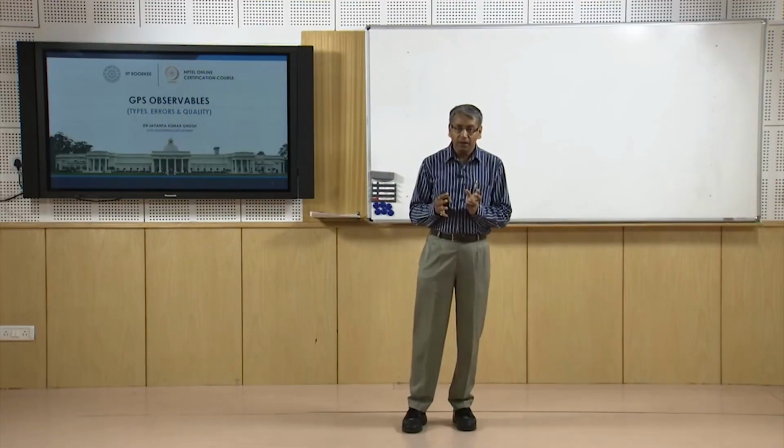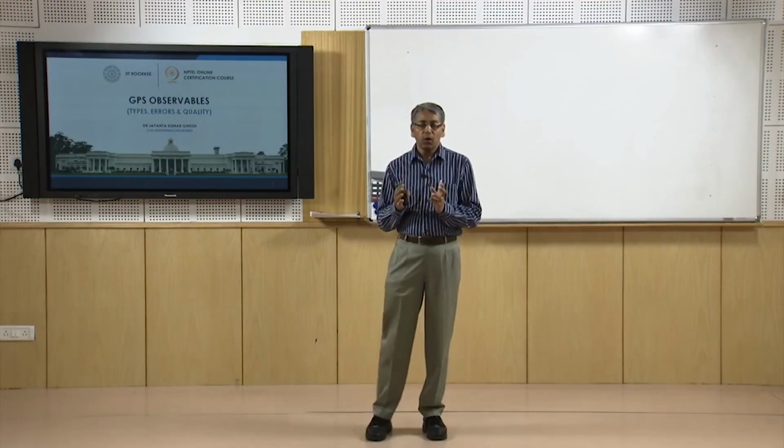Welcome friends, this is the 9th class on GPS surveying. Today I am going to discuss GPS observables. As I told you in the last class, GPS observables are required to get the ranging information of the satellites from the receiver. So this is the most important parameter required to determine the position of a receiver.